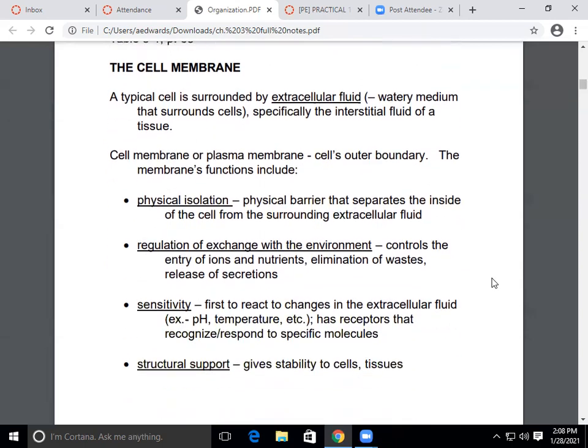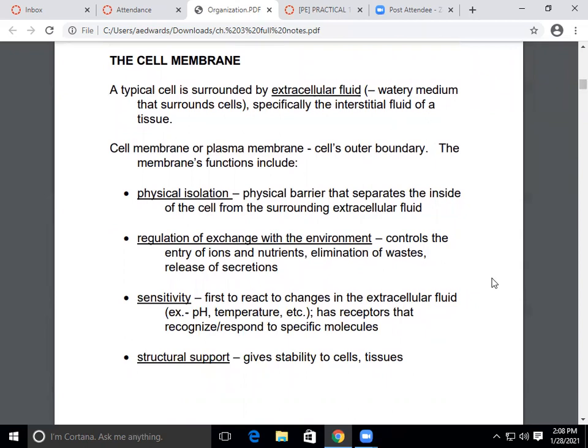All right, cell membrane. We'll start there. So the outside of the cell is going to be all this extracellular fluid. In this case, when we say extra, we really mean outside. Okay, so it's kind of a watery substance that surrounds the cells. On the tissue level, we call it interstitial fluid. Okay. Cell membrane or your plasma membrane serves as your boundary for your cell. Okay, it keeps certain things in, certain things out.